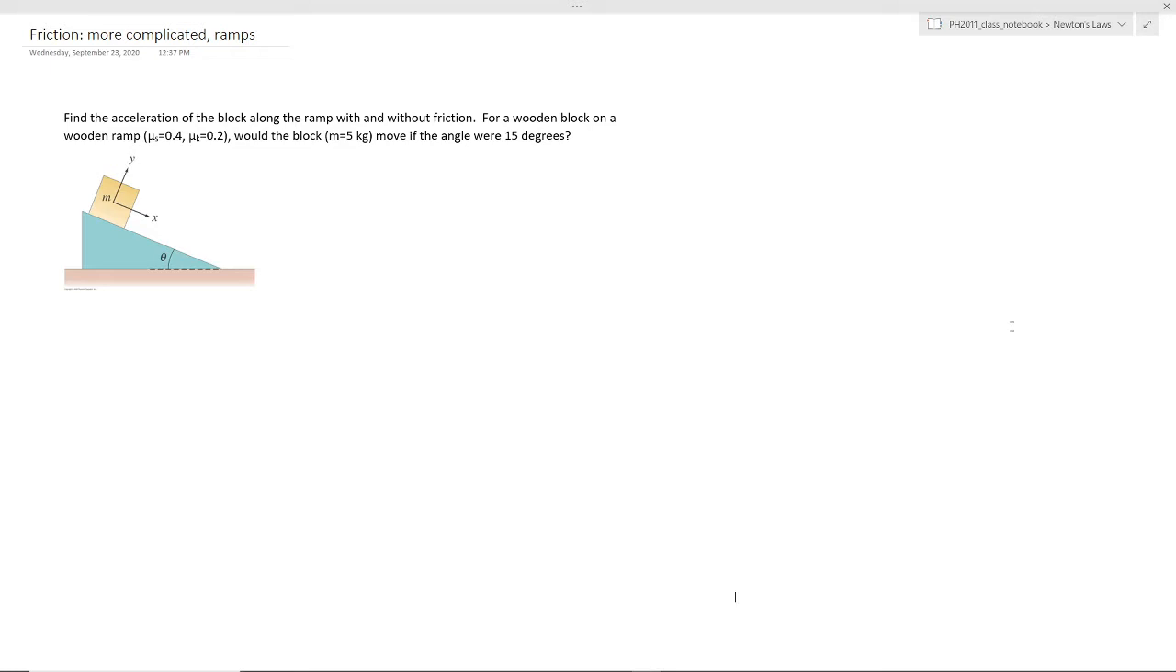So for a wooden block on a wooden ramp, with these respective coefficients of friction, would the block move if the angle were 15 degrees? Okay, so first, let's give ourselves a free body diagram. So we have the force of gravity pointing down. We're going to have the normal force perpendicular to the ramp.